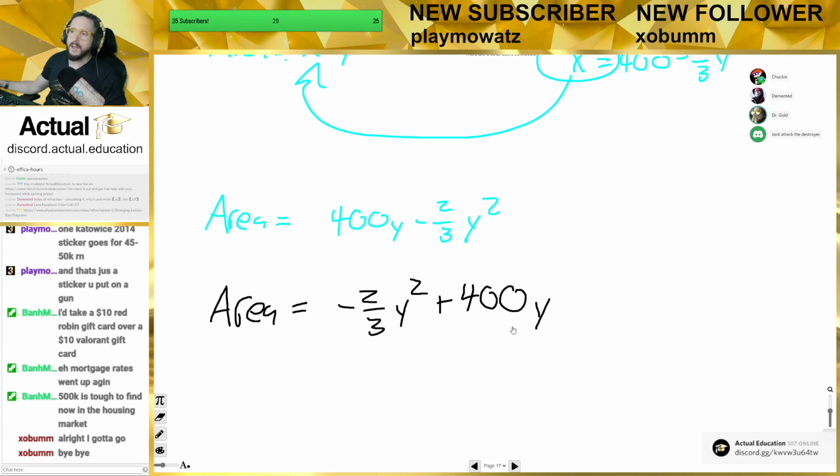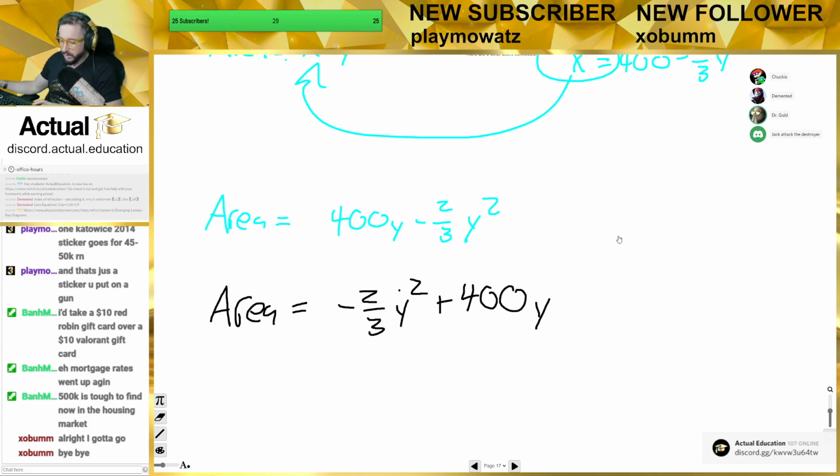This is a certain type of equation. What type of equation is this? There's a name, a classification for this. It starts with a Q. Quadratic? Quadratic, good. Yeah, this is a quadratic equation. It's a quadratic because you have something to the power of y squared, and then you have other terms.